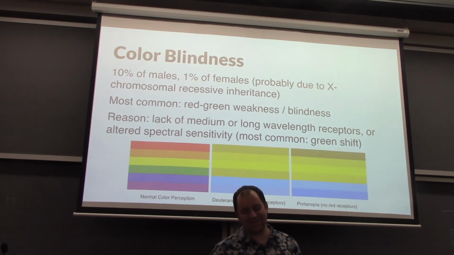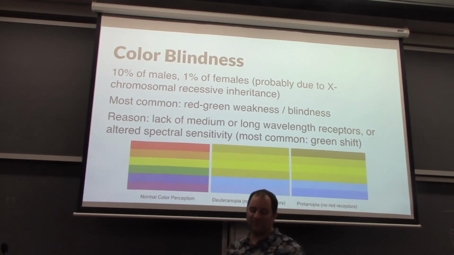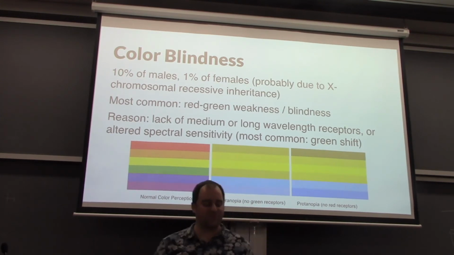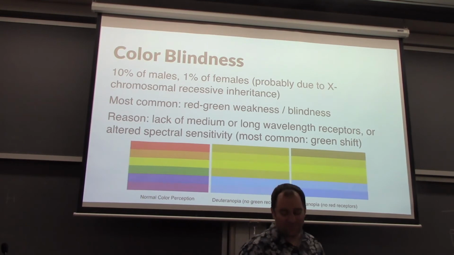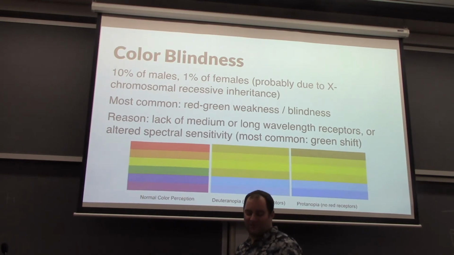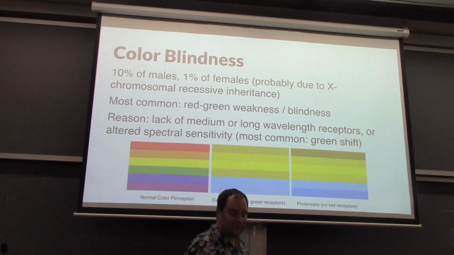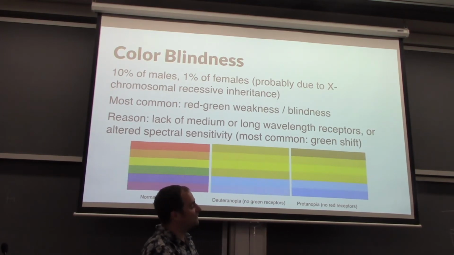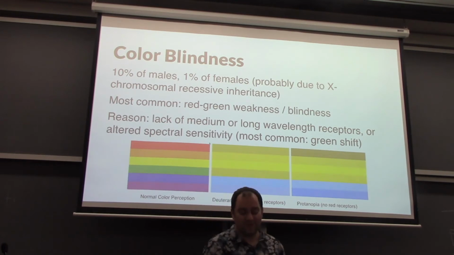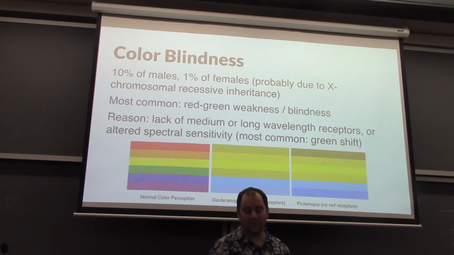The theory again is that this is probably due to an X chromosomal recessive inheritance. Red-green weakness is very common. The reason is the lack of medium or long wavelength receptors or altered spectral sensitivity. The green shift is the most common. If we have a rainbow flag, this is what it looks like to somebody with normal color vision. If you don't have any green receptors, this is what this map looks like for you. Or if you have no red receptors, this is what this map looks like for you.